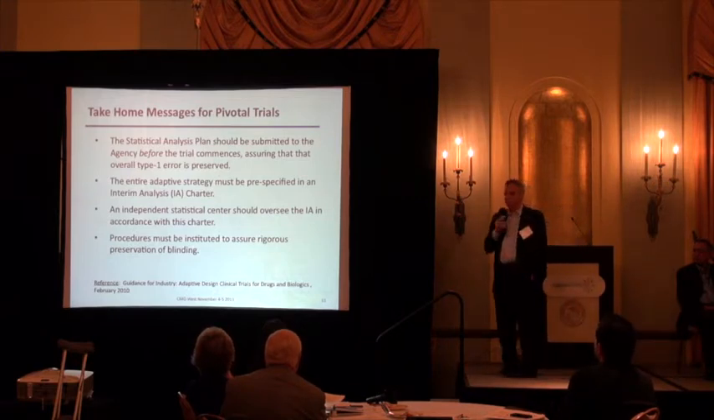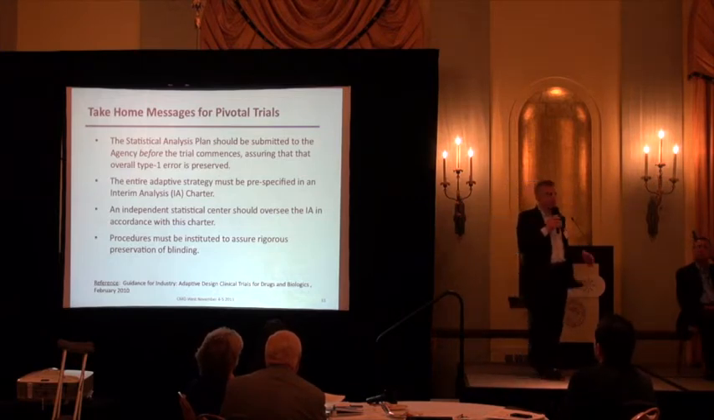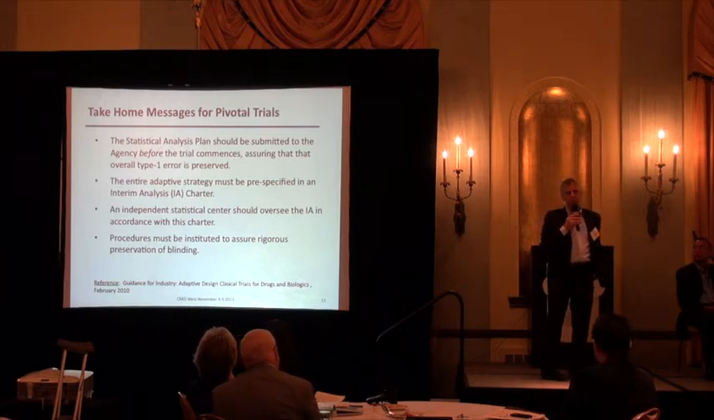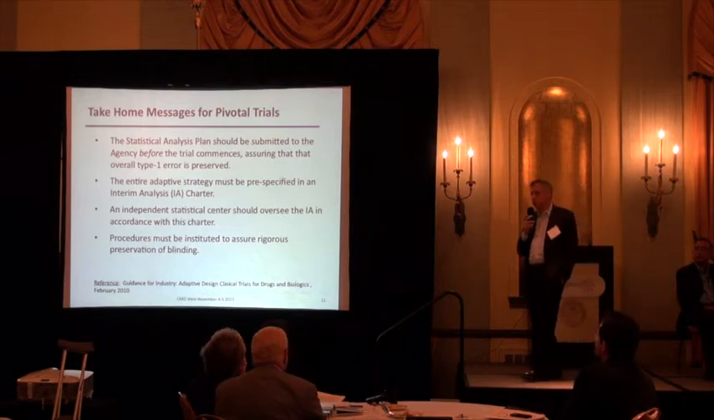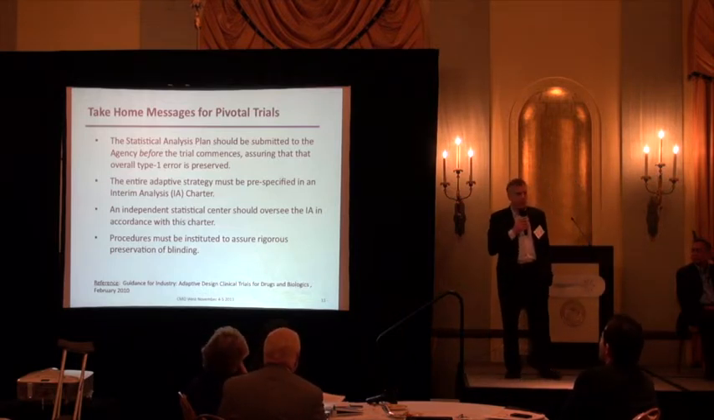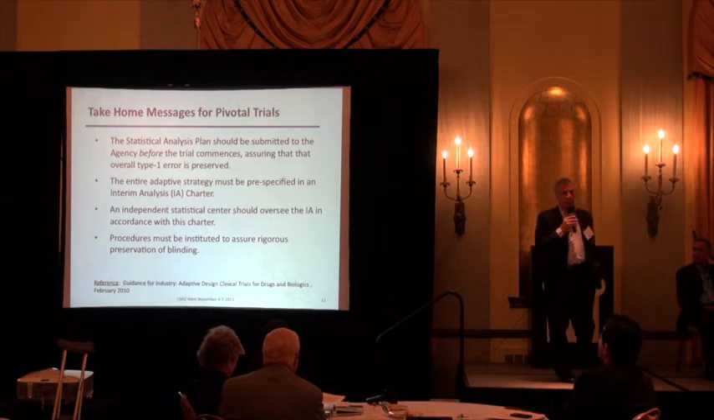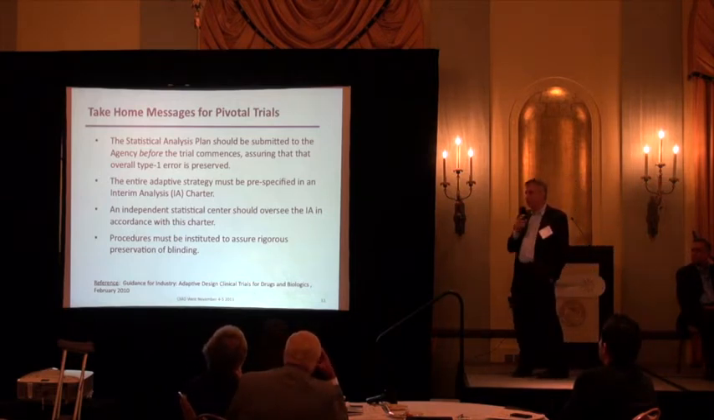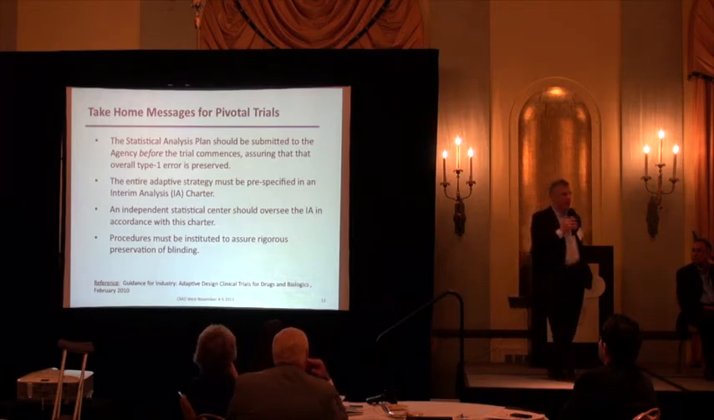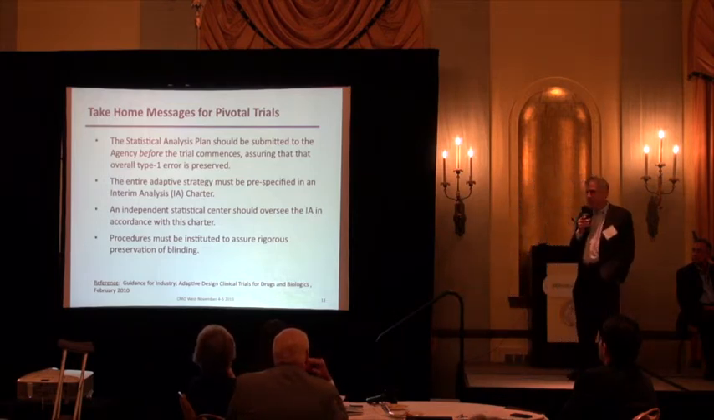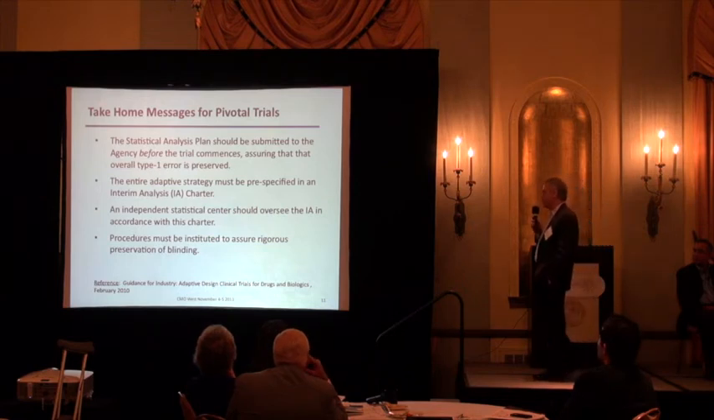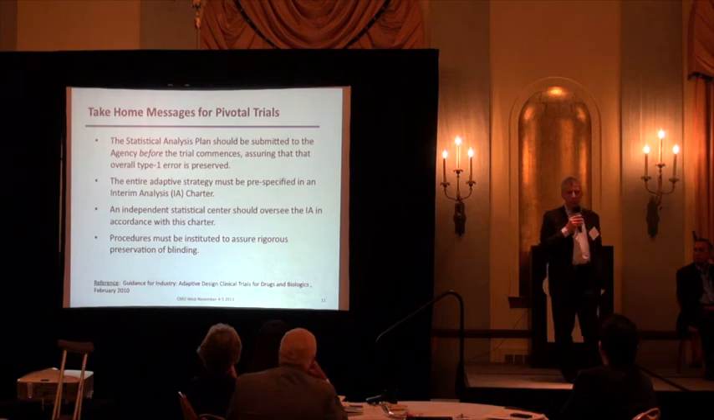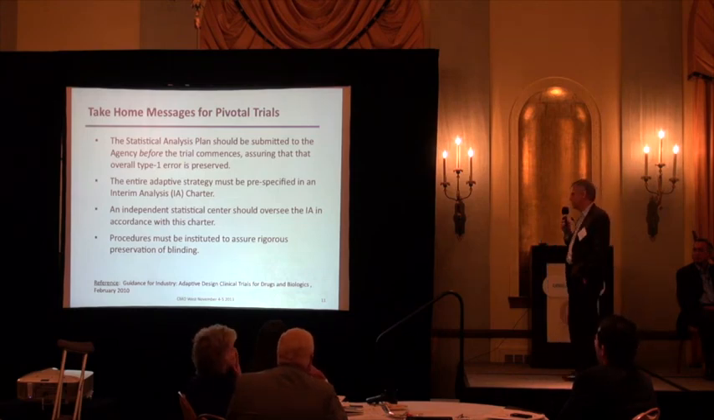The first is that you have to convince the agency, whether it's the 2-stage design or whether it's the sample size re-estimation design, that you've controlled the type 1 error. You have to convince them that you have rigorous control of your blinding and your interim analysis, and there must be a pre-specified charter. You have to have an independent statistical center in order to oversee that process. That's the key in both of these designs, and that you have to have rigorous procedures in place in order to assure that you have rigorous preservation of blinding.